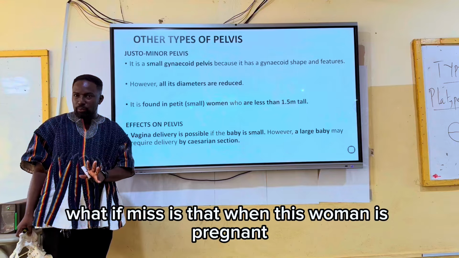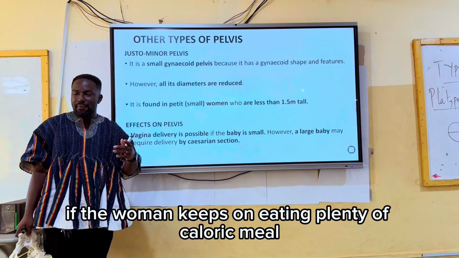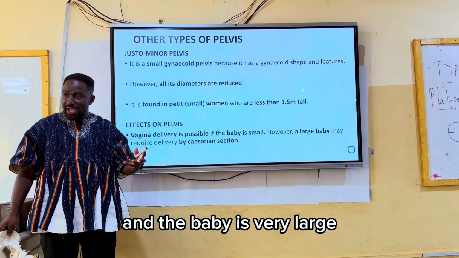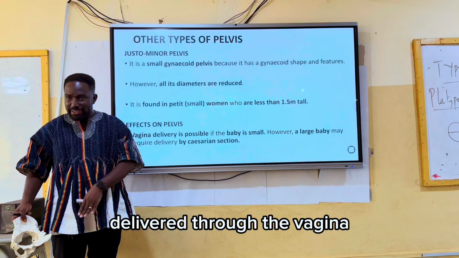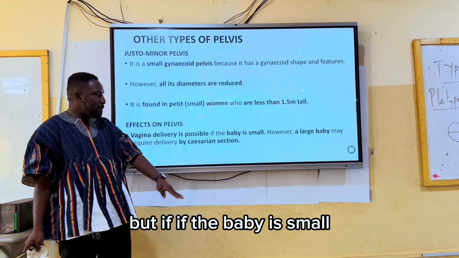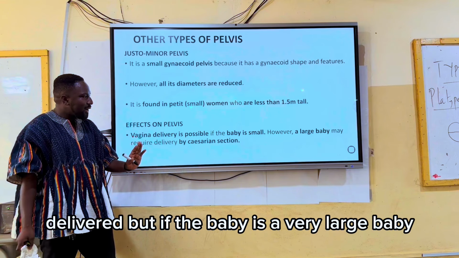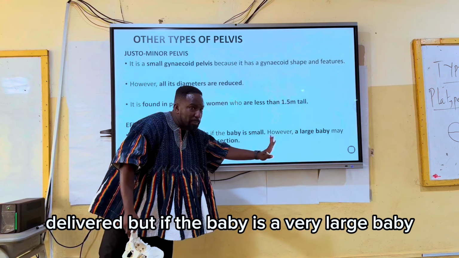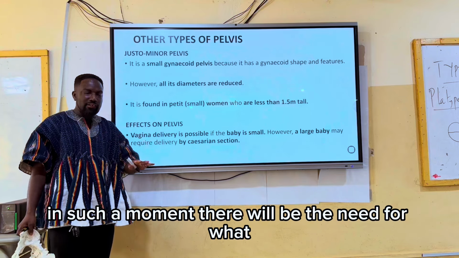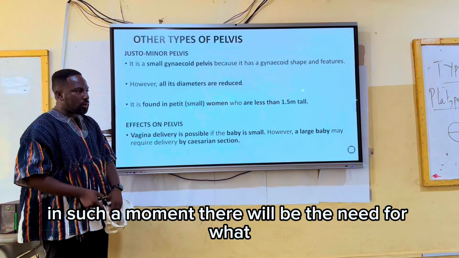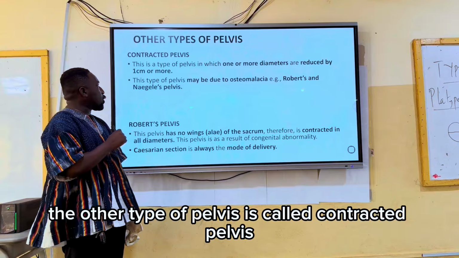So what it means is that when this woman is pregnant, if the woman keeps on eating plenty caloric meals and the baby is very large, then it will become difficult for the baby to deliver vaginally. But if the baby is small, then the baby can be delivered. But if the baby is a very large baby, spontaneous vaginal delivery is not possible. In such women, there will be the need for caesarean section.